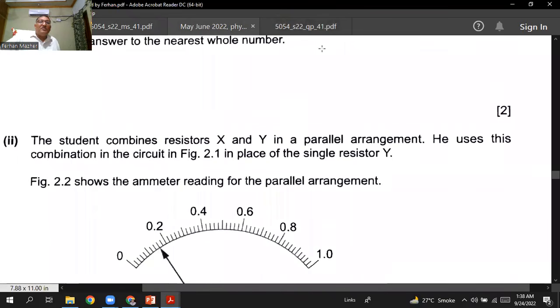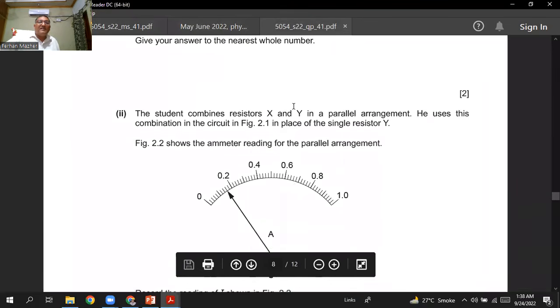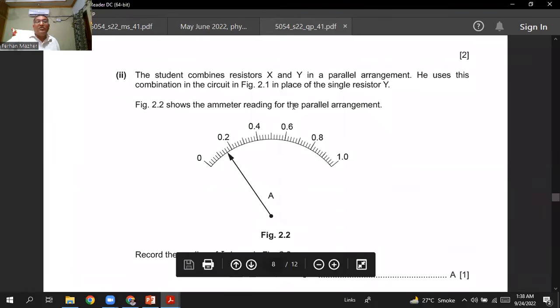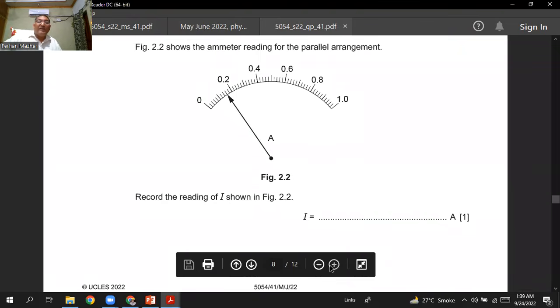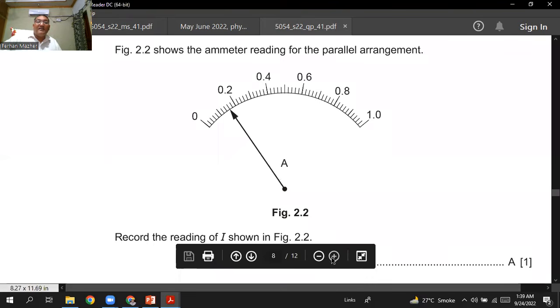Okay, so the next question is. The student combines resistor X and Y in a parallel arrangement. He uses this combination in the circuit in figure 2.1 in place of the single resistor Y. Figure 2.2 shows the ammeter reading for the parallel arrangement. So the current coming from the battery is how much? We have to record the reading of the current shown in figure 2.2. So we have to note down how much this reading is.